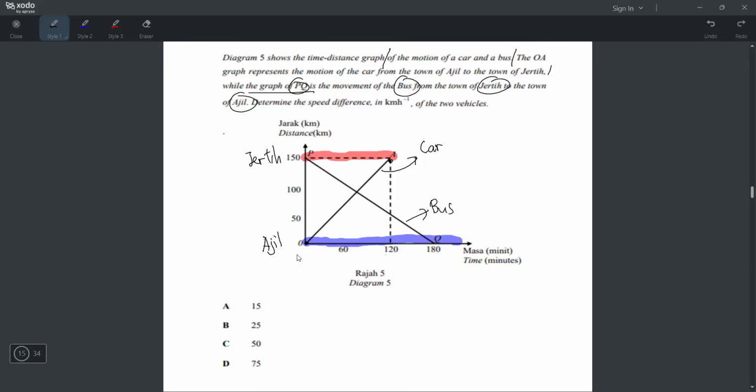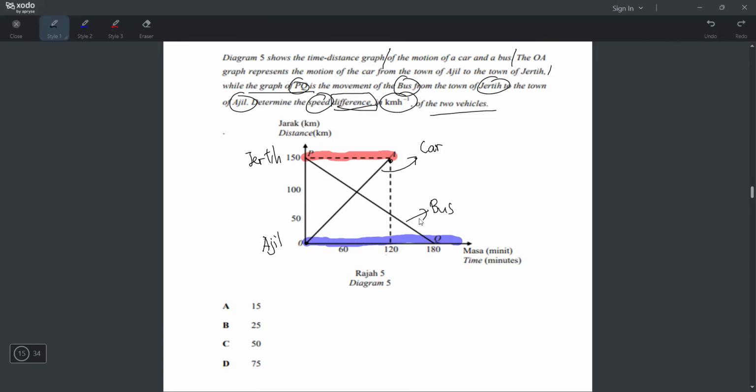Alright, the car is Ajil to Jerte, right? But for the bus, it's like Jerte to Ajil. And this is how the graph looks like. And then it says what? Determine the speed difference in kilometer per hour of the two vehicles. So they want you to find speed difference. Okay, difference means you kena ambil besar tolak kecil. So I think what I need to do now, find the speed of car, lepas tu find speed of bus, and then ambil besar tolak kecil lah.